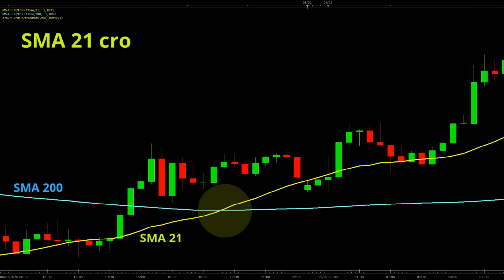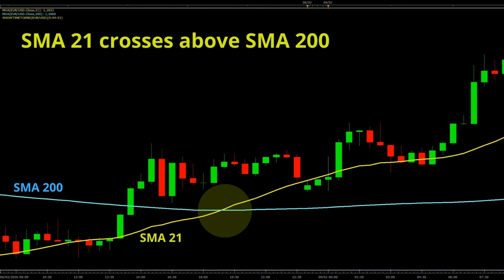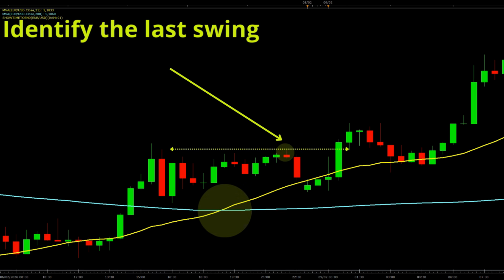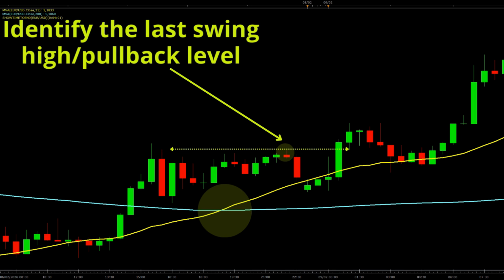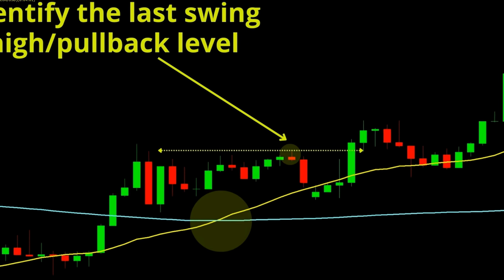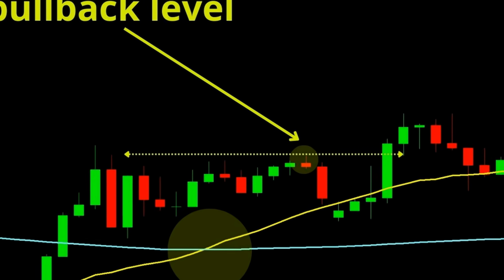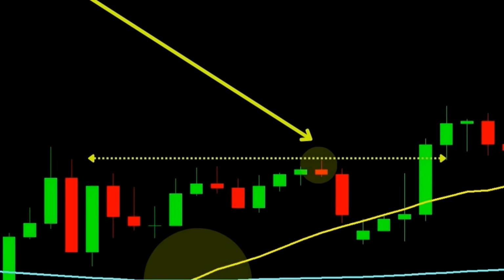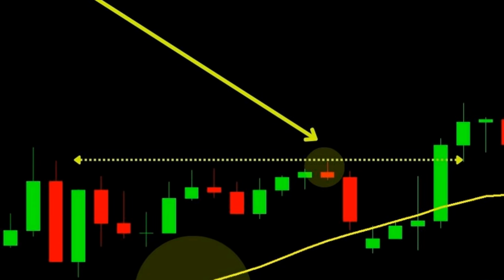The first thing we need to see is a clear change in momentum. We wait for the 21 SMA to cross above the 200 SMA, signaling a potential bullish shift in the long-term trend. Now that the trend filter is active, we look for our structural trigger. Identify the last swing high peak before the signal. This horizontal level will act as the threshold for our entry.